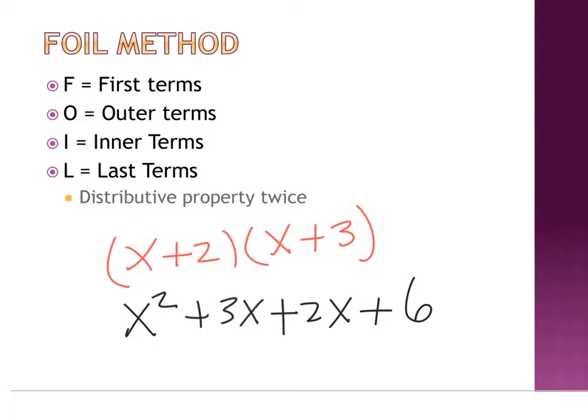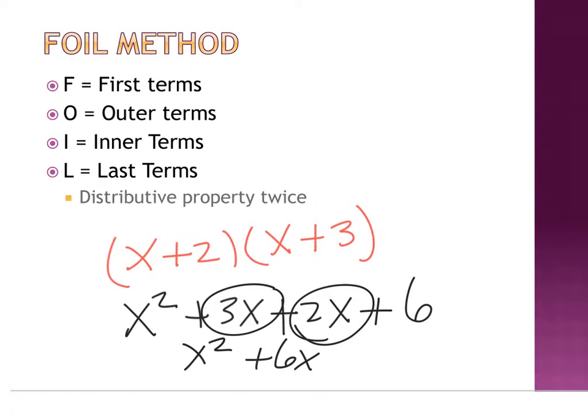This is the FOIL method. We go back, obviously, and combine like terms. x squared has no like terms. 3x and 2x become 6x. And then finally, plus 6 at the end. So this is the FOIL method. You know what? 3x and 2x sure as heck aren't 6x, are they? They are 5x. Oh my goodness.